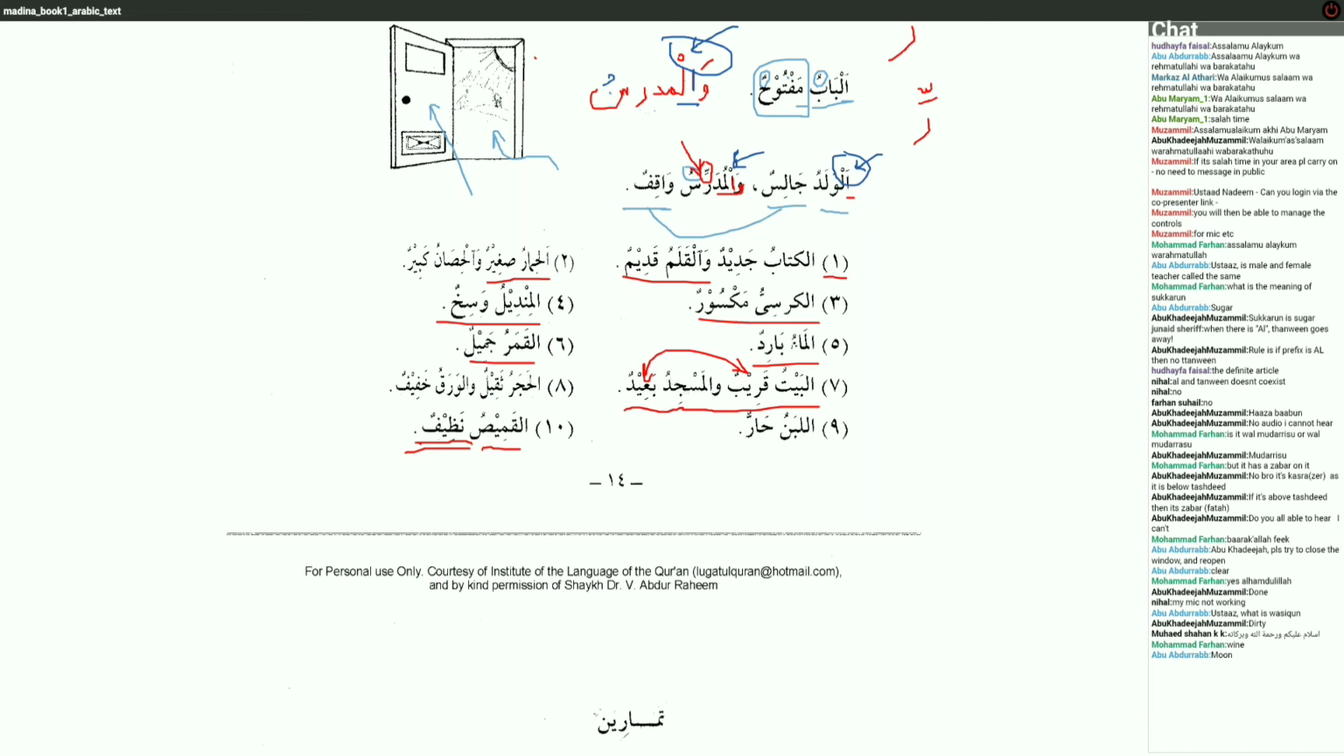حذيفة, الحجر ثقيل والورق خفيف. الحجر ثقيل والورق خفيف. بارك الله فيك.